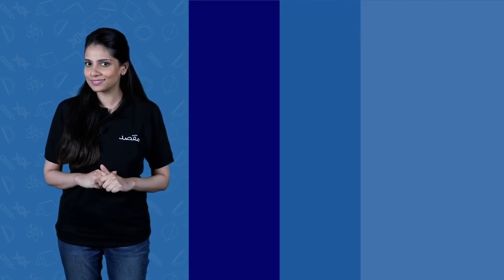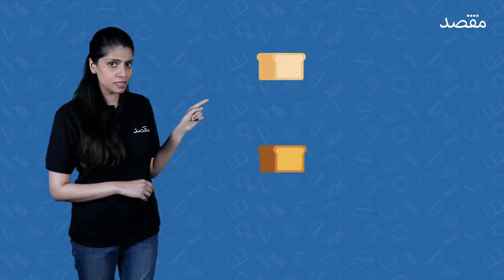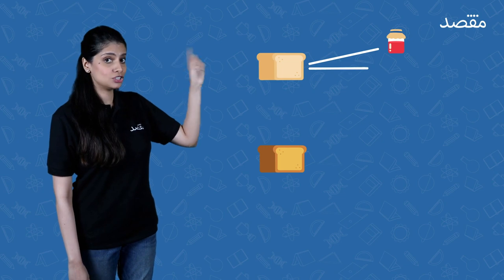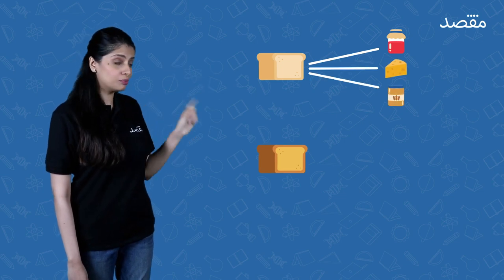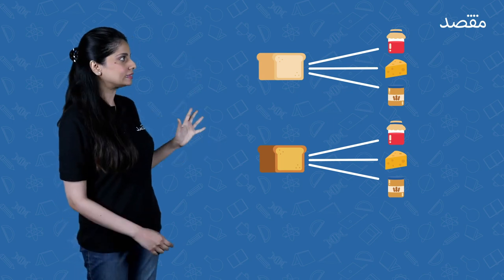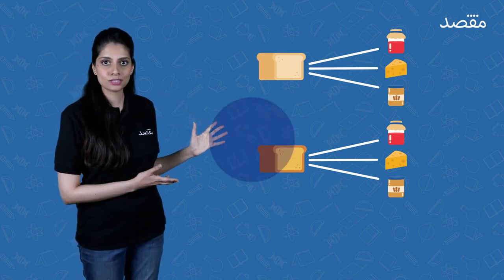सो लेट्स फाइंड आउट. सो लेट्स ड्रॉ इट आउट. ओके, आई हैव वाइट ब्रेड एंड ब्राउन ब्रेड एंड फॉर वाइट आई हैव हाउ मेनी ऑप्शंस? आई हैव जैम, चीज एंड पीनट बटर. एंड फॉर ब्राउन ब्रेड आई हैव जैम, चीज एंड पीनट बटर. सो क्विकली वी कैन सी दैट वी हैव सिक्स पॉसिबल ऑप्शंस.